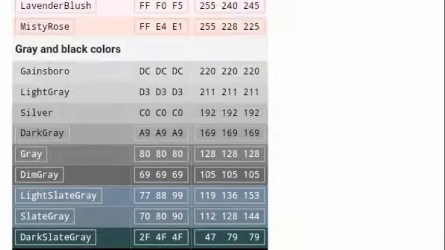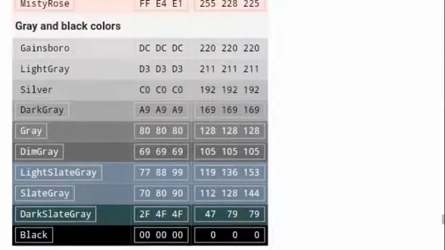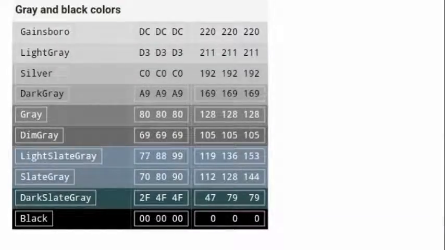And then gray, very interesting. Have you looked at how gray is a very beautiful color? From Gainsborough to dim gray, they are the same figures. Absolutely beautiful science here. Then from light slate gray, you have differences.